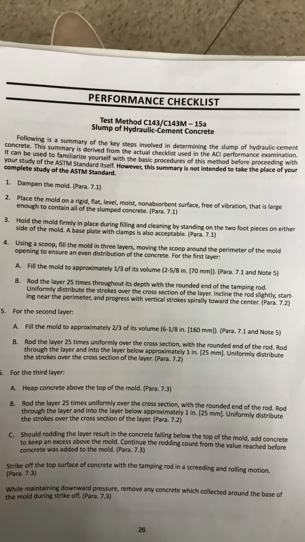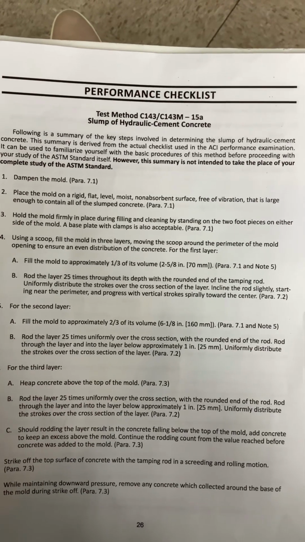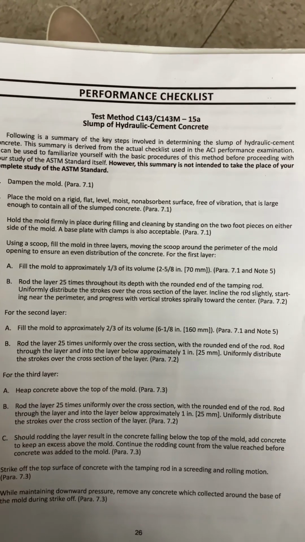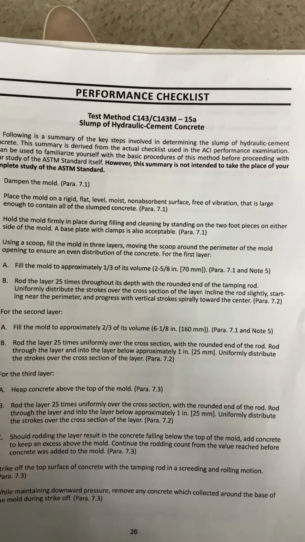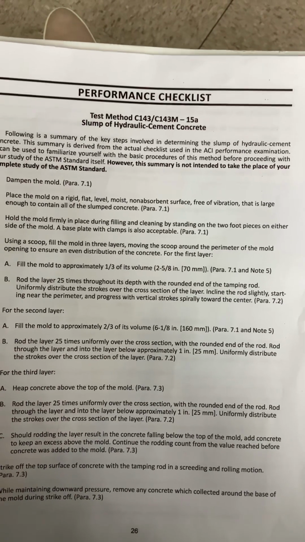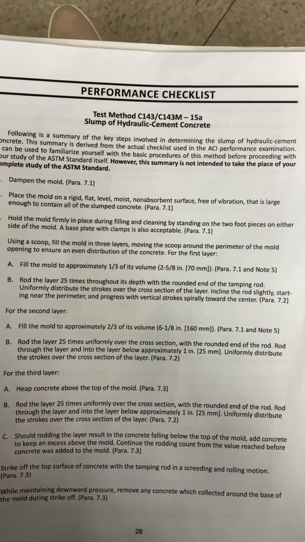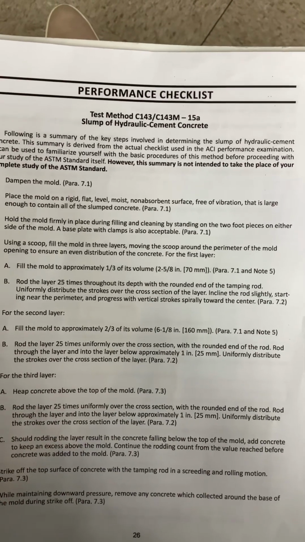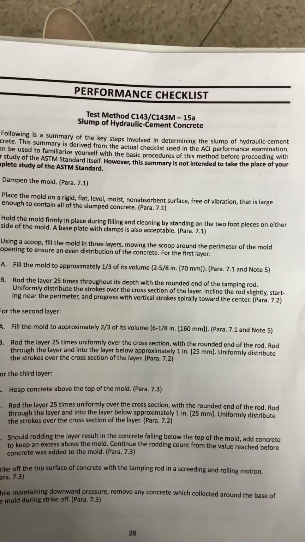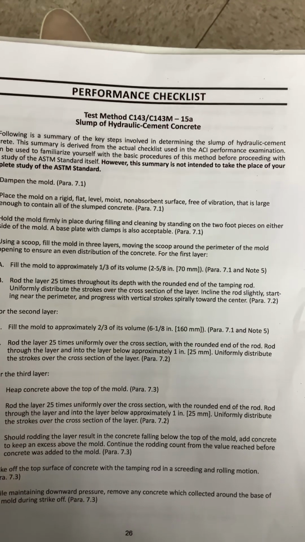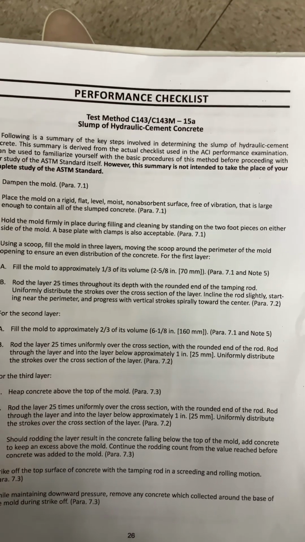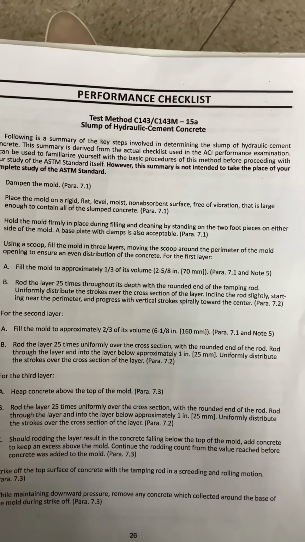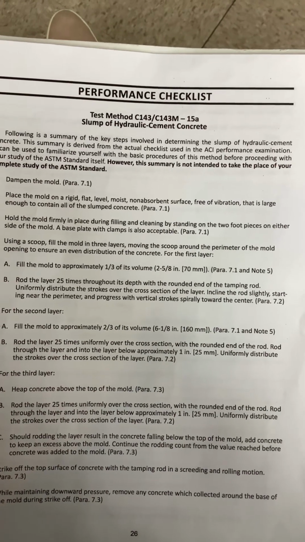Slump test. Dampen the mold. Place the mold on a rigid, flat, level, moist, and non-absorbent surface free of vibration that is large enough to contain all of the slumped concrete. Hold the mold firmly in place during filling and cleaning by standing on the 2 foot pieces on either side of the mold. A base plate with clamps is also acceptable.